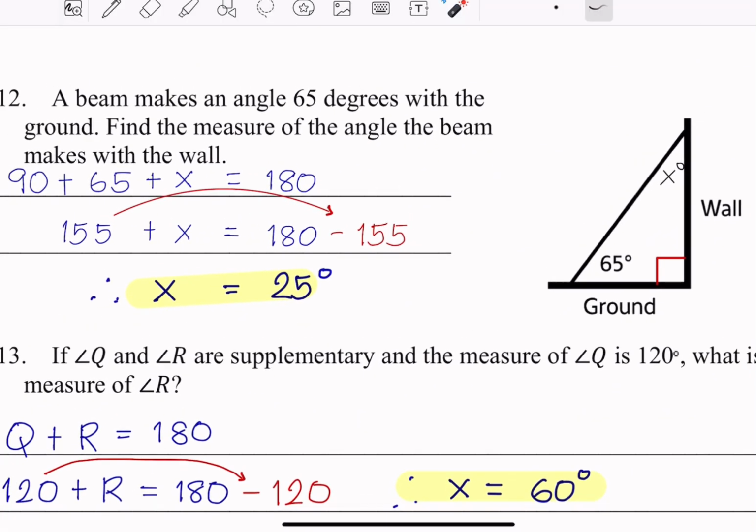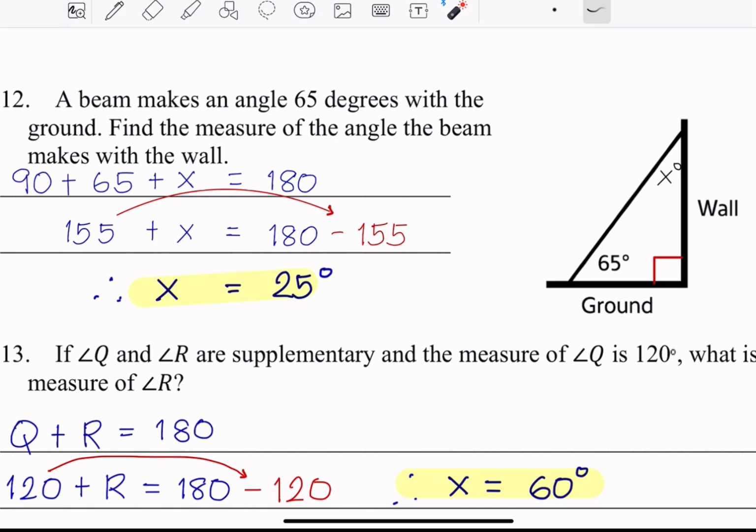Question number 12. A beam makes an angle of 65 degrees with the ground. Find the measure of the angle the beam makes with the wall. So we have a figure here, wall and ground, 65 degrees. We know that this is a right triangle and this one is 90 degrees. And this one is missing, the x. Remember, the triangle has a total of 180 degrees. So we have 90 plus 65 plus x is equal to 180.